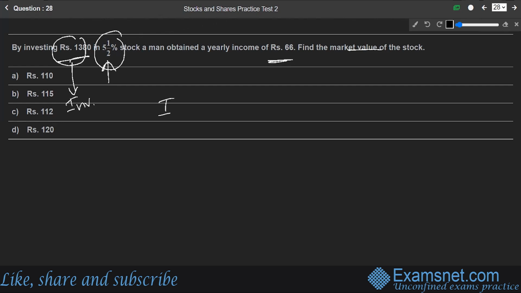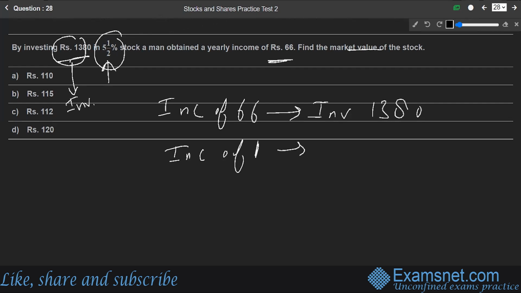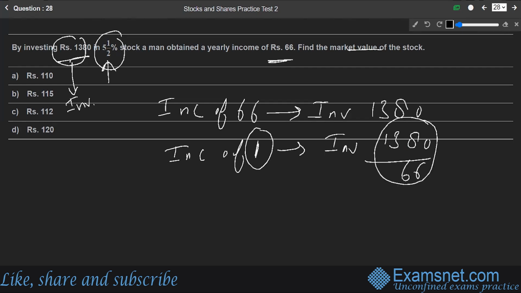So we can write down: an income of 66 can be fetched if you invest 1,380. By the unitary method, an income of 1 rupee can be achieved if you invest 1,380 divided by 66. That is the simple unitary method. So 1 rupee can be fetched if you invest 1,380 divided by 66. How much is the income offered from one stock? It is 5.5%, which can be converted into the simple fraction 5 into 2, 10, plus 1, 11 by 2. So that is the actual dividend received on one share.